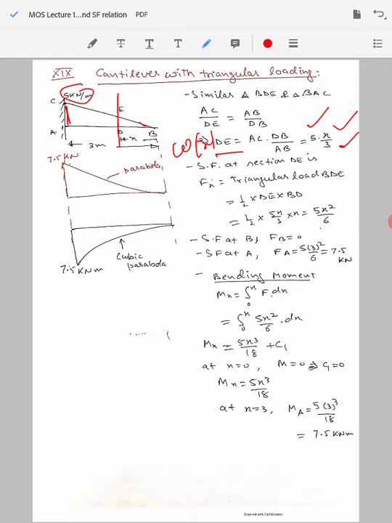Now for shear force to be calculated at section DE, you need to calculate the area of this triangle DBE. So the triangle area will be half into DE into BD. DE is, as we have already got, 5x by 3, multiplied by x, that gives you 5x square by 6. So we have got this using the definition that the area of the loading diagram gives you the value of shear force.